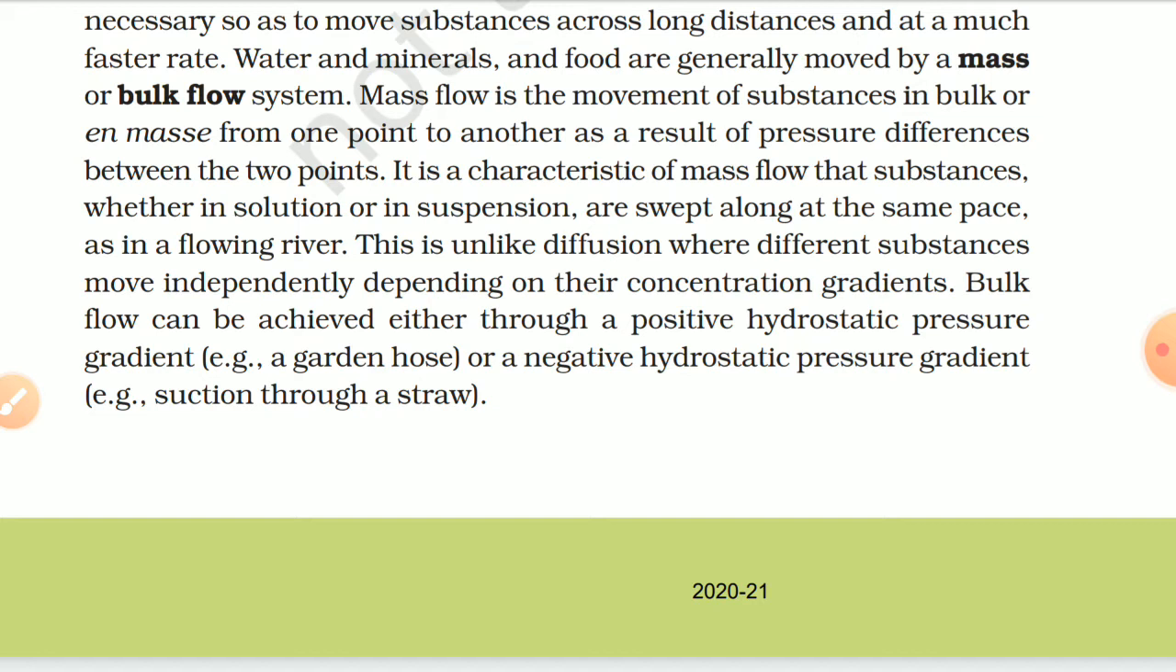It is a characteristic of mass flow that substances, whether in solution or in suspension, are swept along at the same pace as in a flowing river. This is unlike diffusion, where different substances move independently depending on their concentration gradient. Bulk flow can be achieved either through a positive hydrostatic pressure gradient, for example a garden hose, or a negative hydrostatic pressure gradient, for example suction through a straw.